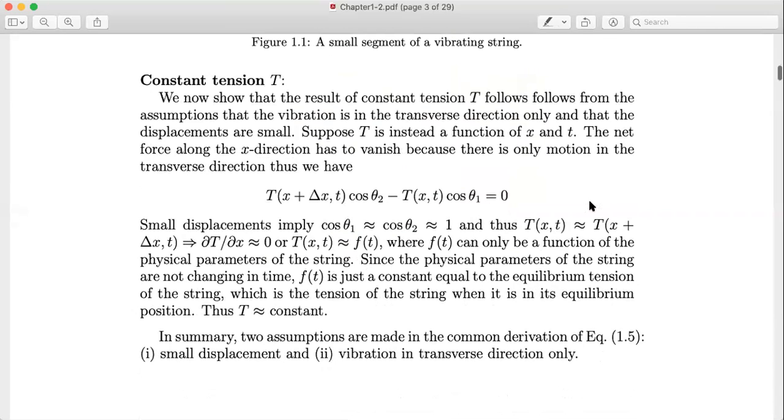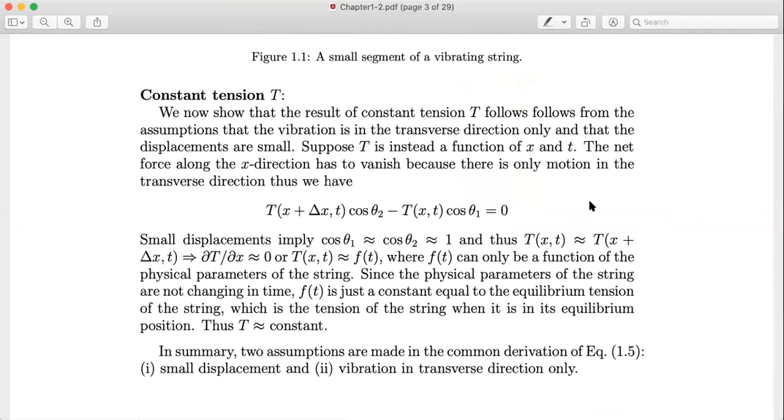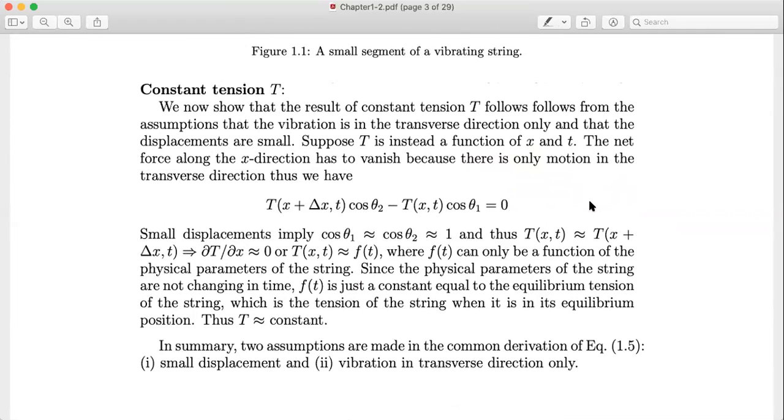Okay, so now I want to derive the wave equation, or the equation of motion of the vibration of the string, for the general case. That is, I don't restrict to small displacements. So I want to pause this out. No more small displacement.